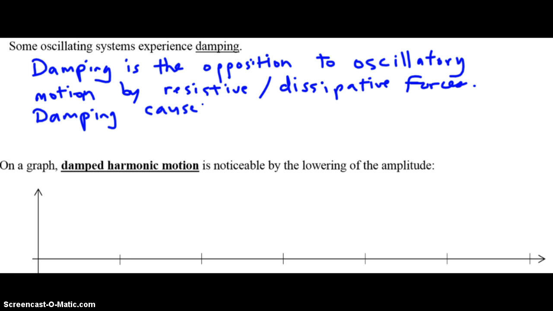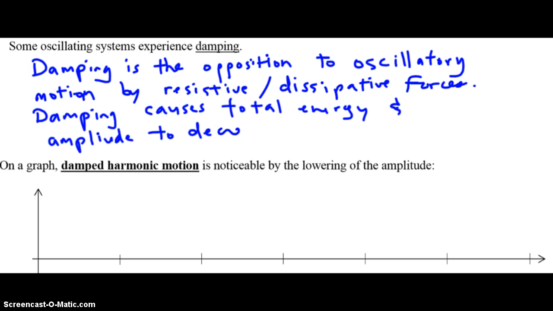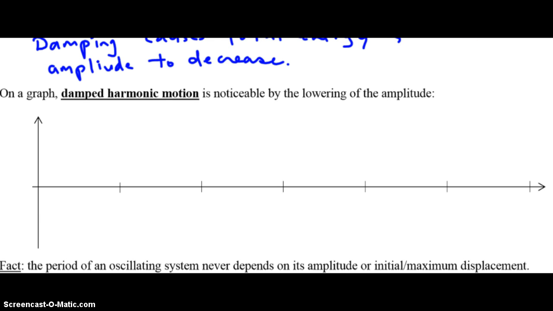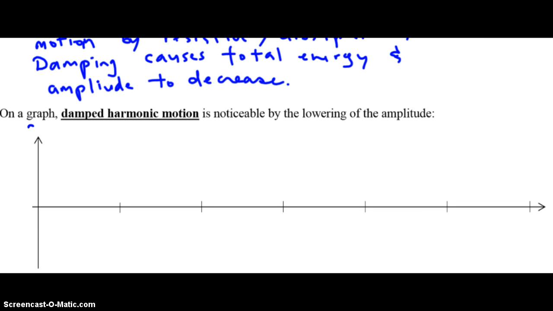Damping causes total energy, and hence the amplitude, to decrease. So what does this look like graphically? If we imagine a displacement time graph, damping is seen by a reduction in the amplitude on a graph.